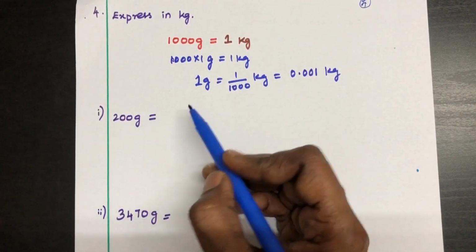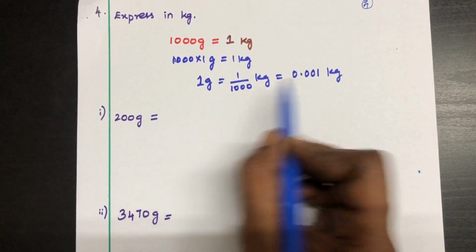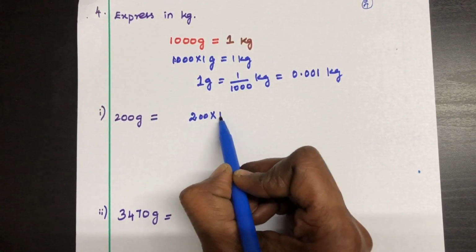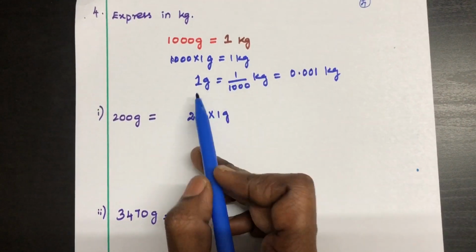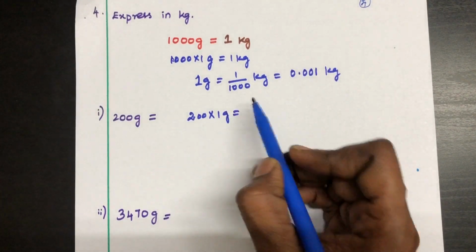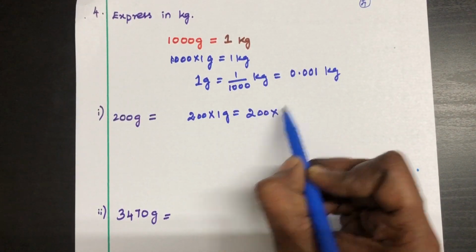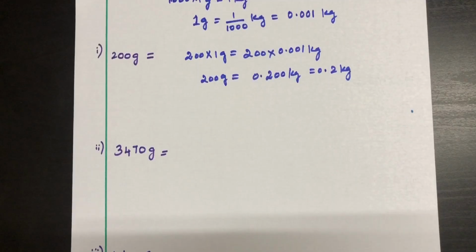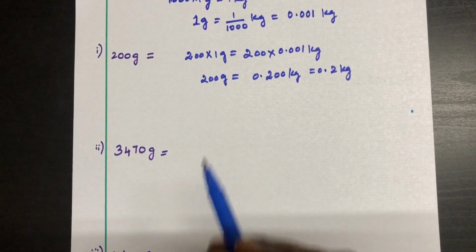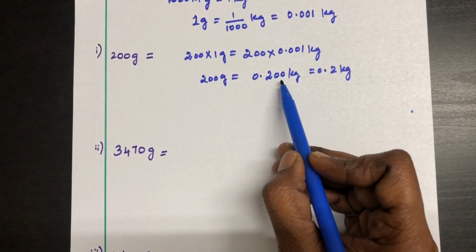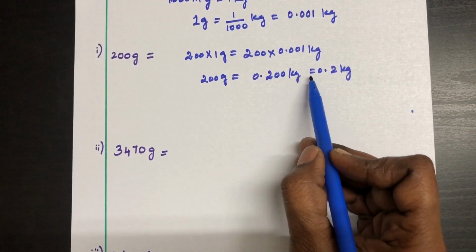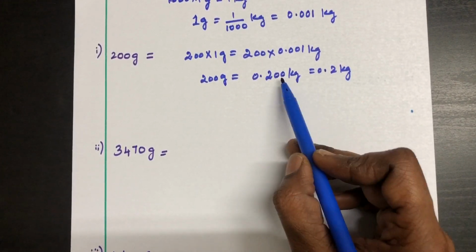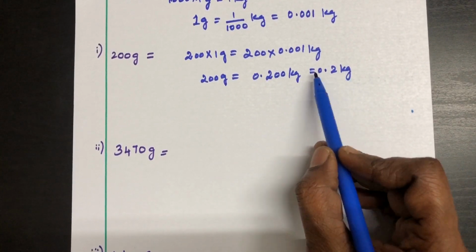Now 200 grams. So multiply by 200 on both sides. 200 gram is equal to 200 into 1 gram. See here, this 1 gram into 200. This is equal to 200 into this 0.001 kg. 200 gram is equal to 0.200 kg is equal to 0.2 kg. See, there is no need to show the zeros at the right extreme in the decimal places.